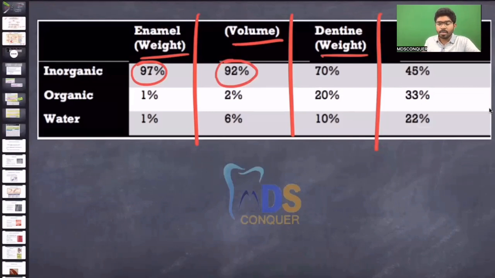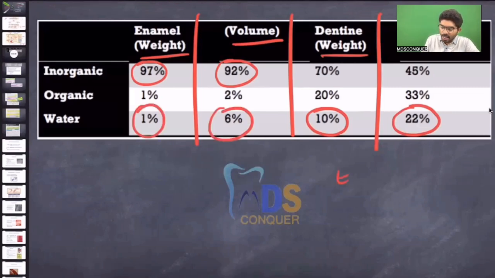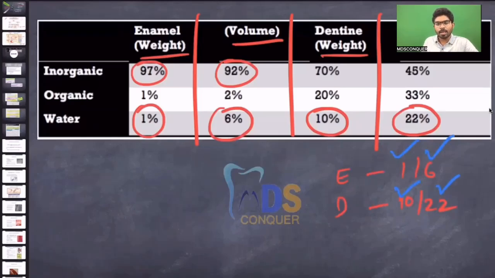A question which was previously repeated in the examination is the percentage of water in dentin by weight. Percentage of water in dentin by weight is 10%, and percentage of water by volume in dentin is 22%. So I want you to remember the water percentage. Enamel and dentin: the answer is 4, 1, 6, 10, 22, right? By weight water in the enamel, by volume water in the enamel, by weight water in the dentin, by volume water in the dentin. Clear, right?